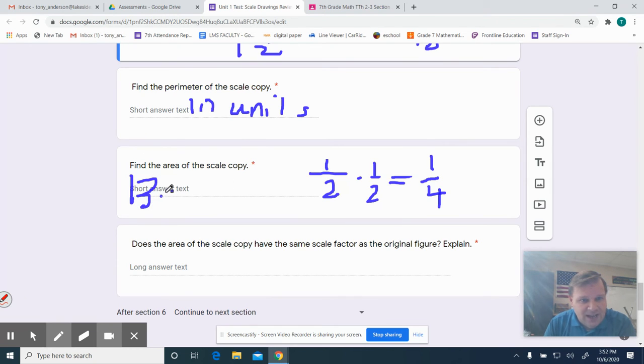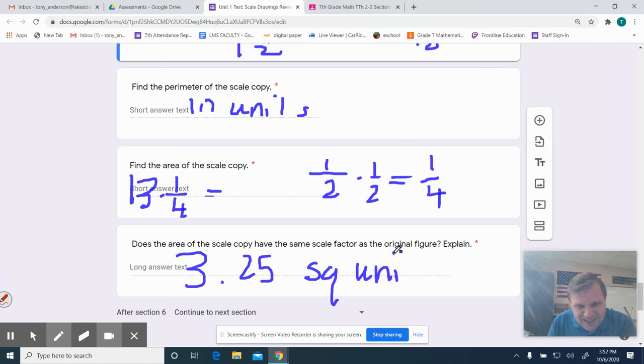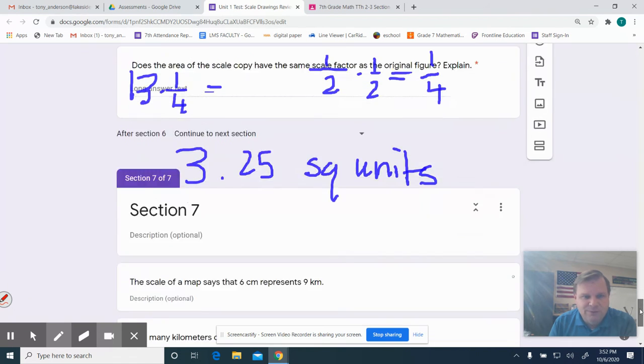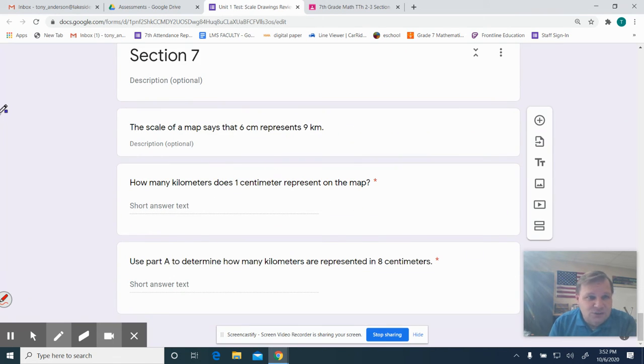So in order to get this one, I have to do 13 times 1/4 because I multiplied the scale factor times itself. And when I do that, let me use my calculator to get that. I get 3.25 square units. Now the units, I don't know what it's going to allow you to do on the actual test when we do it, but if you put square units, do, but if not, I'm probably not going to count it wrong.